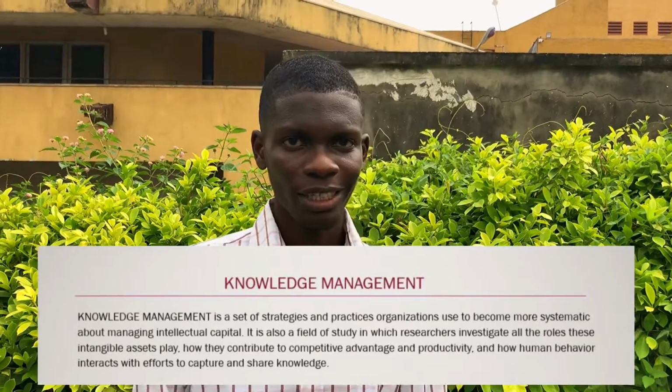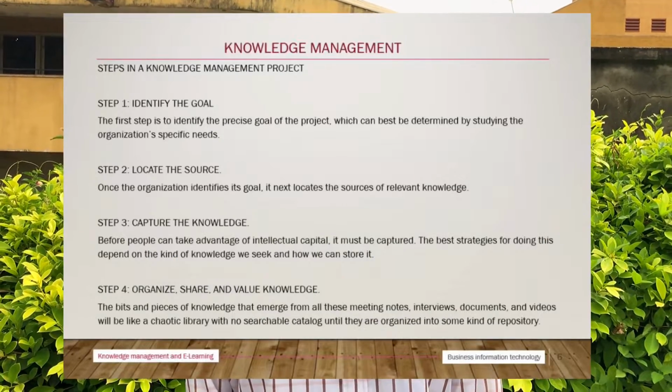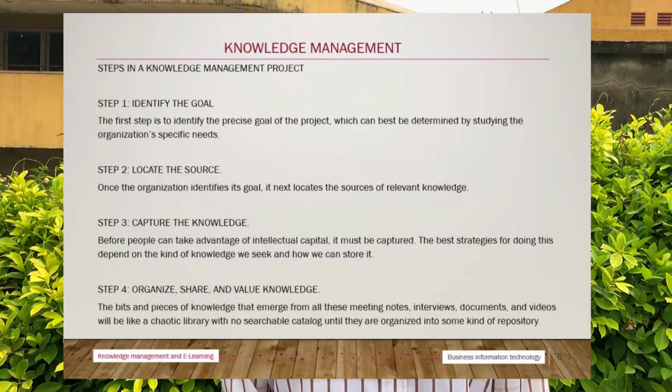So, knowledge management is the set of systematic approaches organizations use to become more systematic in managing intellectual capital. There are four major steps in knowledge management: identification of goals by the organization, location of sources of knowledge, capturing knowledge itself, and organizing, sharing, and valuing knowledge.